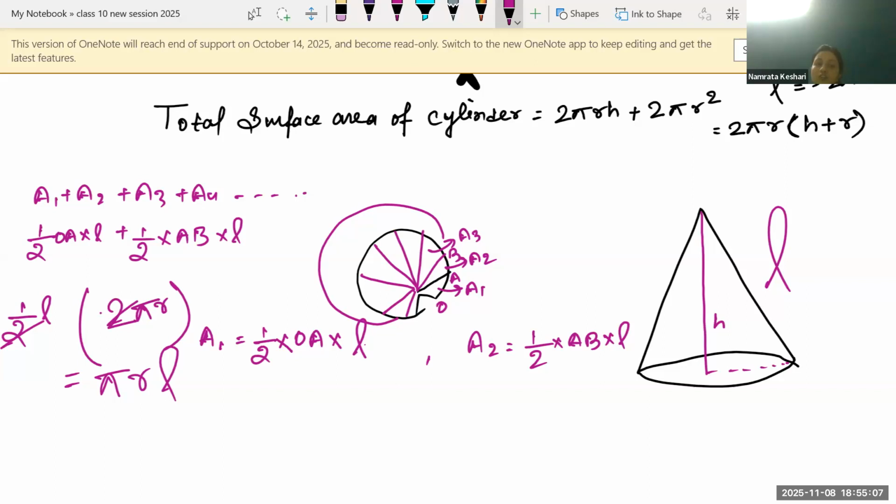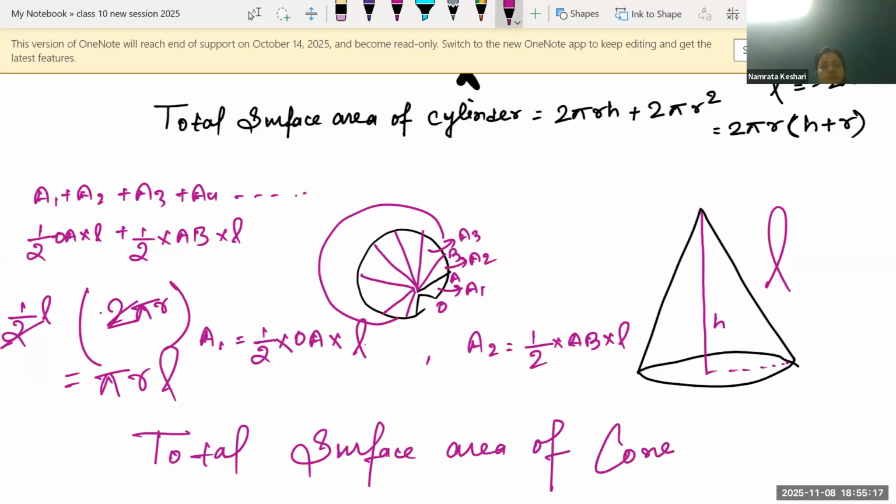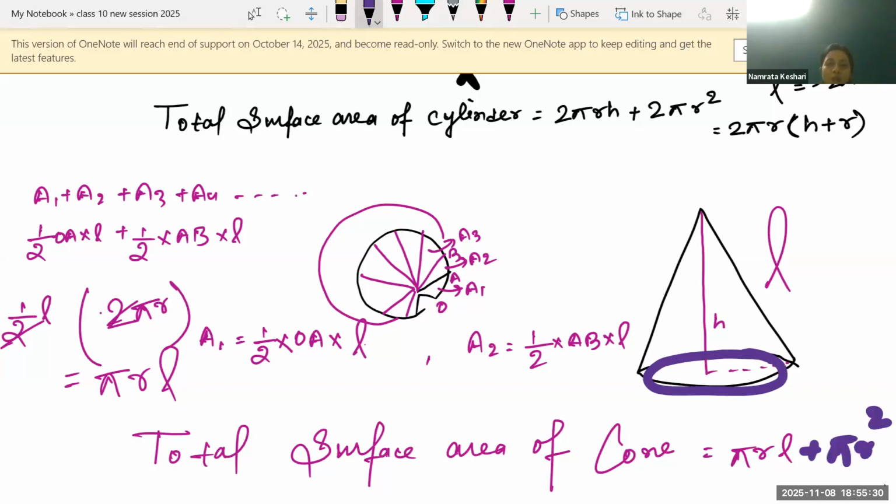The formula for total surface area of the cone is the lateral surface area, which you call the curved surface area, pi r l, plus the bottom circular lid's area, that is pi r square. After taking pi r common, we write the final formula as pi r into l plus r. So this is the formula for cone. And now just the last formula, which is a sphere. Then we can start solving the questions.